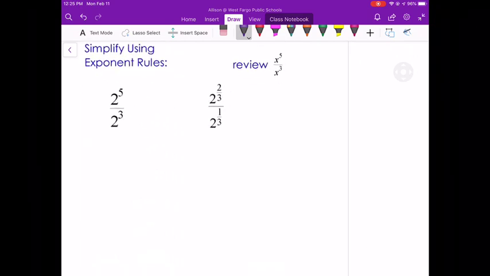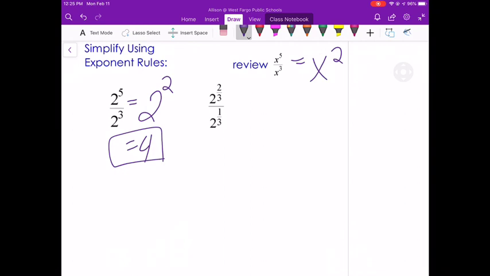Okay, remember the quotient rule. When you're dividing and the bases are the same, the quotient rule says that you subtract the exponents. So 5 minus 3 is 2, you'd have x squared. So applying that rule, 2 to the 5th over 2 to the 3rd, you'd have 2 to the 2nd. And 2 to the 2nd is 4.